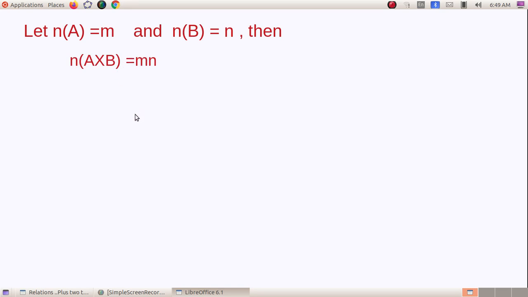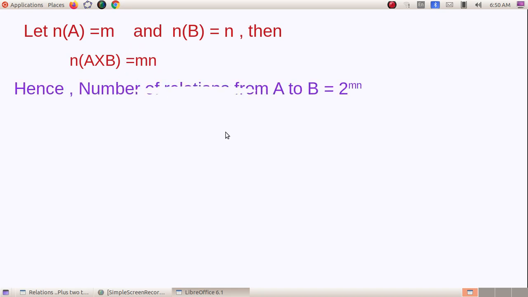What is a relation? A relation is a subset of A cross B. That is, all subsets of A cross B, all subsets of a set containing mn elements. Then what is the number of subsets of a set containing mn elements? That is nothing but 2 raised to mn. Therefore, the number of relations from A to B is equal to 2 raised to mn. The number of relations from A to B equals 2 raised to the number of A into the number of B.